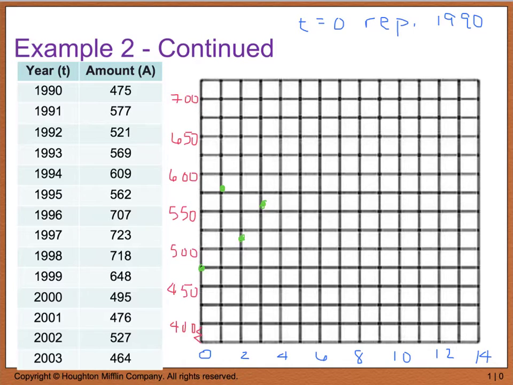1994 is just over 600. 1995 is just over the 550 mark. 1996, we're going to jump up to just over 700. 1997 is closer to the 725 mark. 1998 is 718. 1999 is 648, so we're going to be just under the 650.